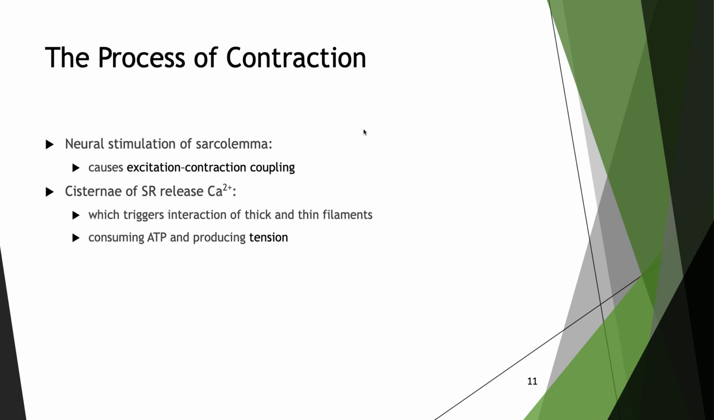During the process of contraction, that neurostimulation of the sarcolemma happens and causes that excitation-contraction coupling that we just talked about. Remember, the cisternae of the sarcoplasmic reticulum release that calcium, which again triggers the interaction of the thick and the thin filaments, and that uses ATP when it produces tension.